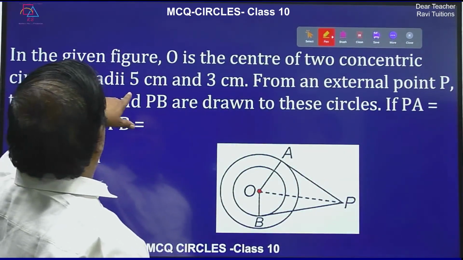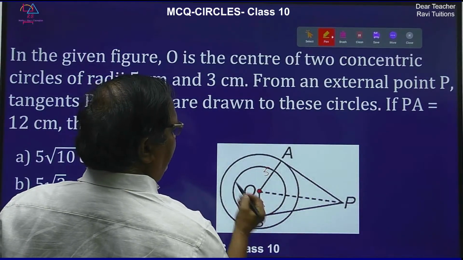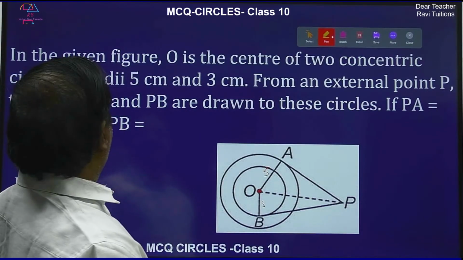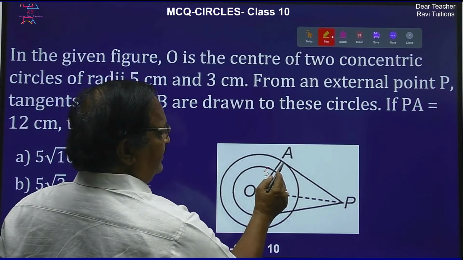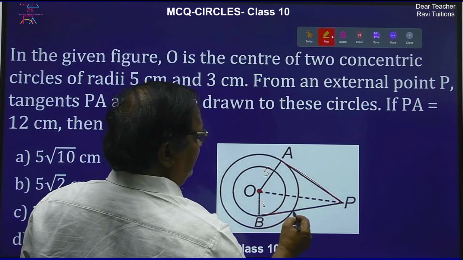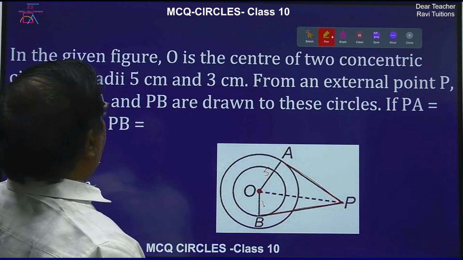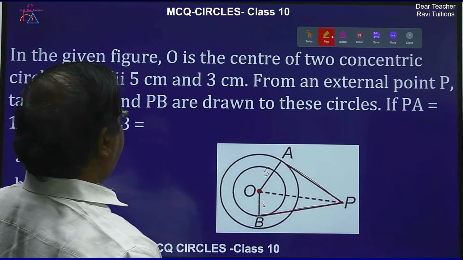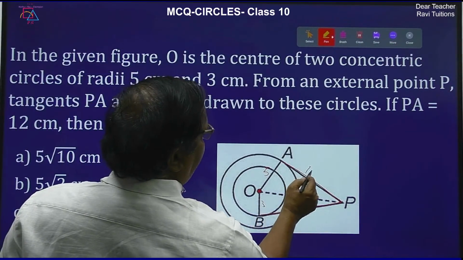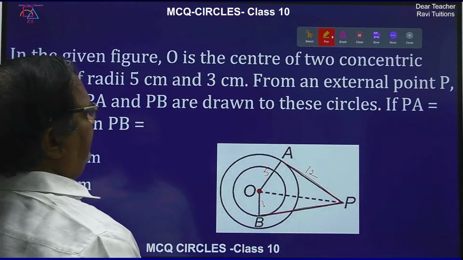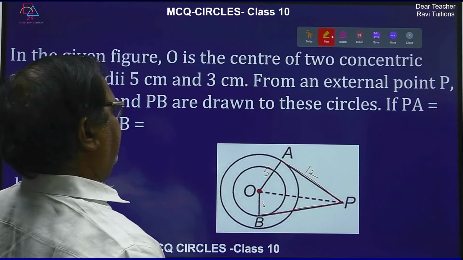So now the radius is 5 and 3. The bigger radius is 5, the smaller radius is 3. From an external point P, PA and PB are drawn. So one tangent is drawn to the bigger circle, one tangent is drawn to the smaller circle. Now PA is equal to 12. That means this is 12. And you have to find out PB.